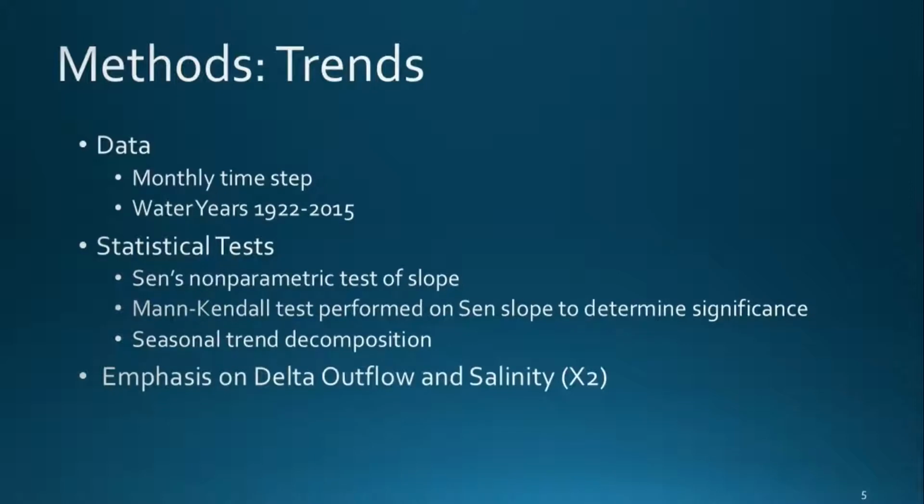Mann-Kendall is good in that it is a hypothesis test, so it can tell you about statistical significance, but it only applies to monotonic trends. Some of the trends are more complex. So we also looked at a seasonal trend decomposition, where you can look at a non-monotonic trend, but it's not a hypothesis test, so it doesn't tell you about the significance of the trend.